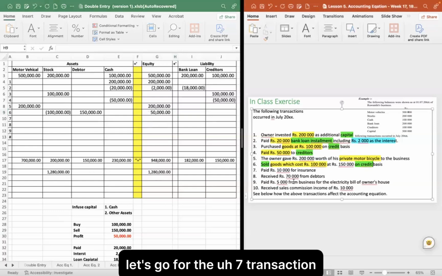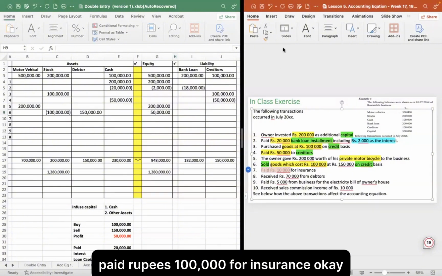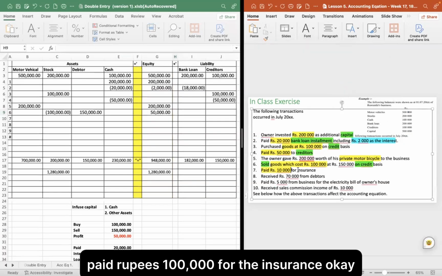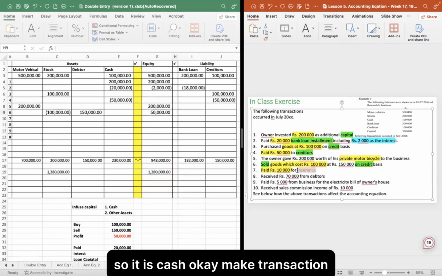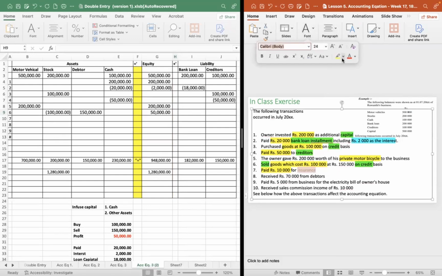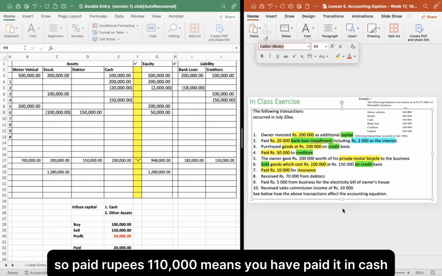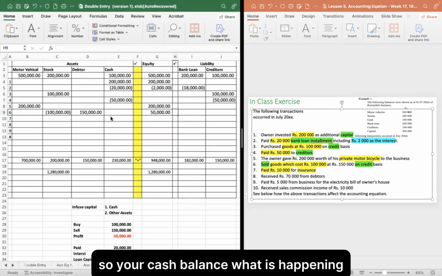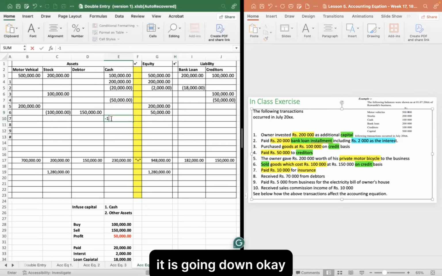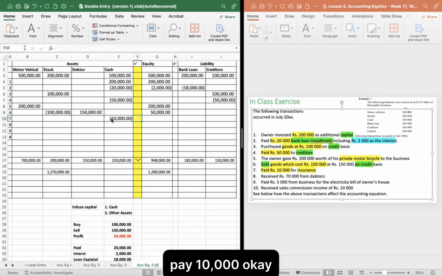Okay, let's go for the seventh transaction. Paid rupees 100,000 for insurance. Simply, it's rupees 100,000 paid, so it is cash. When you look at a transaction, the first thing to understand is whether cash is involved. So paid means you have paid it in cash. So what is happening to your cash balance? It is going down.